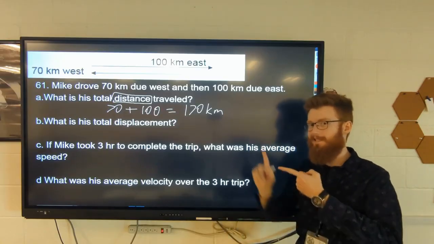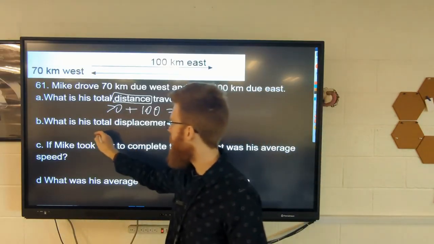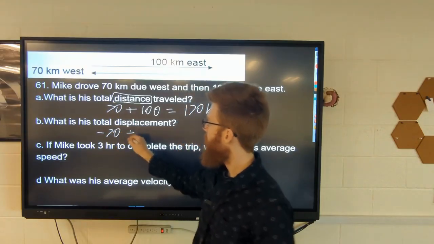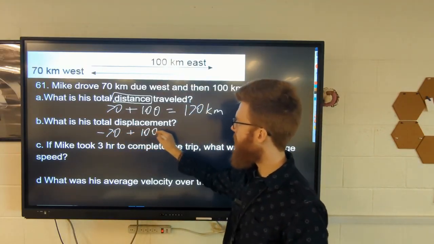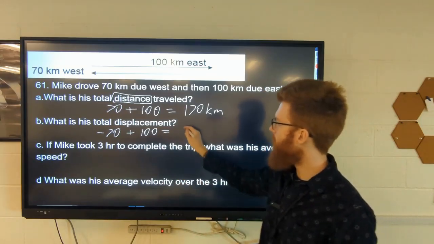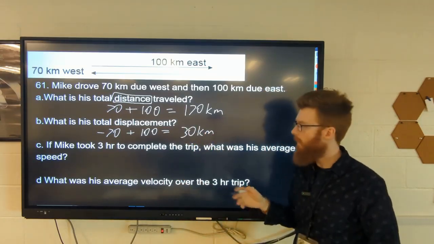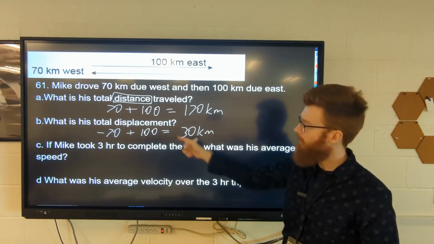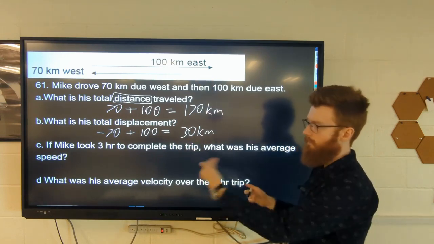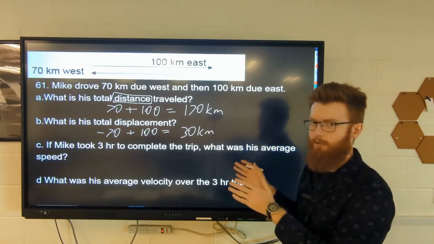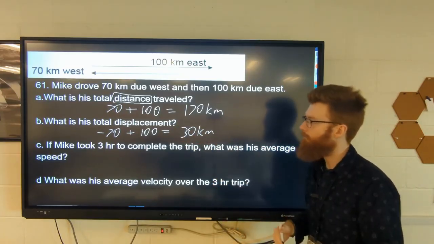It's only when we get to displacement where I would need to worry about that change in direction. So then I would put a negative 70 plus 100 east, which is generally positive. So I'll leave that as a positive. Add those together, and we get 30 kilometers. If I wanted to, I could say east, but really the fact that it's positive in this context assumes that it's east. East is generally positive, so if you leave it as positive, I'm going to assume you meant east.